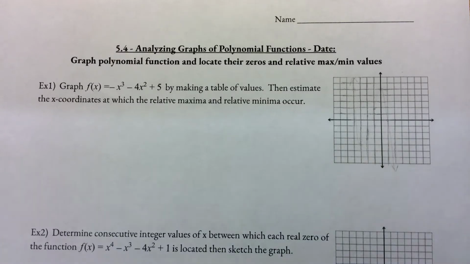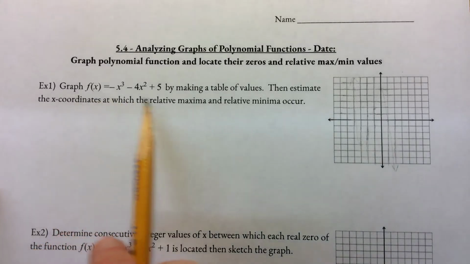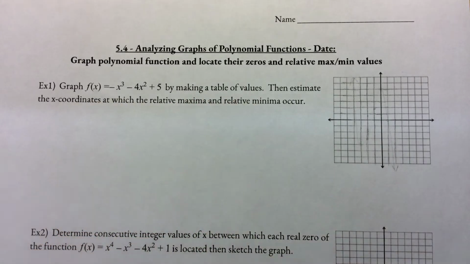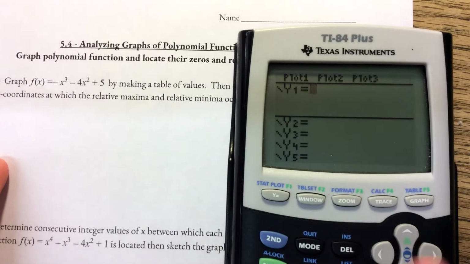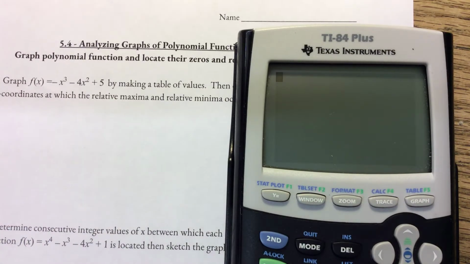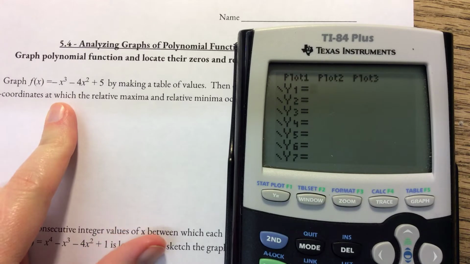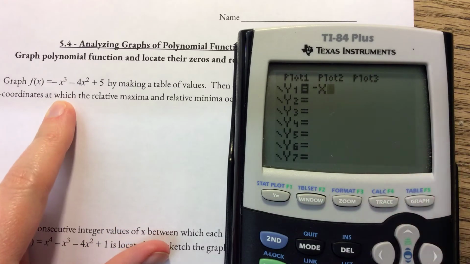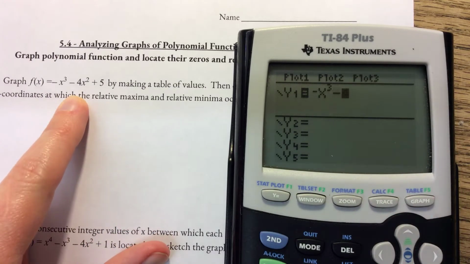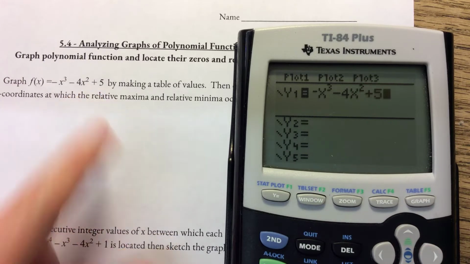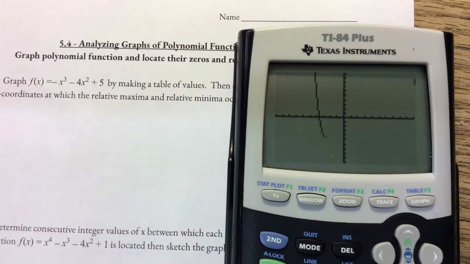So we have this function here, and we're going to make a table of values and estimate the x-coordinates where the relative maximum and minimum are. So on my graphing calculator, I'm going to go to the y equals button, which is right here, and enter this equation in. So I have negative x cubed minus 4x squared plus 5, and I'm going to graph it to get an idea what that looks like.